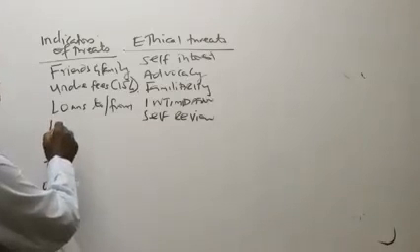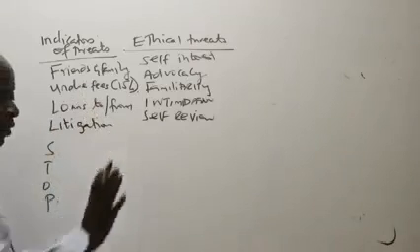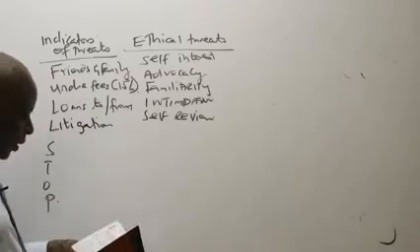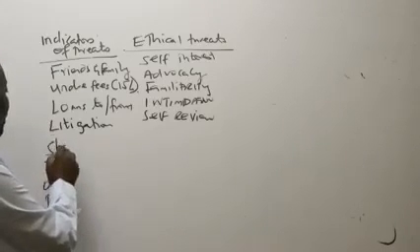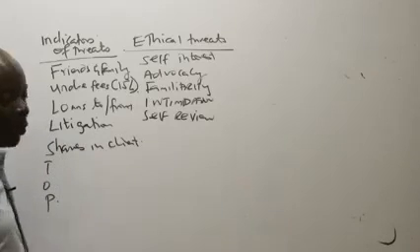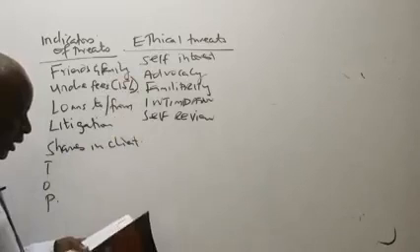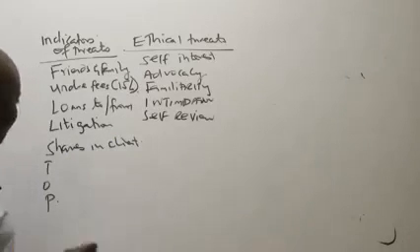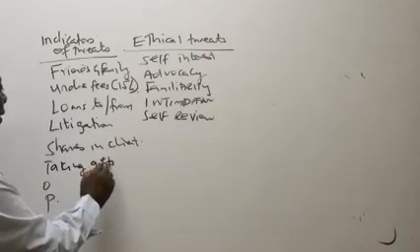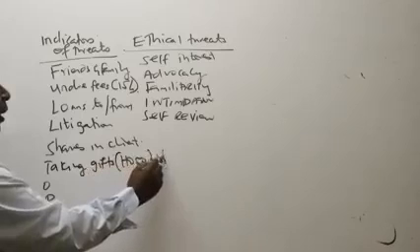Then we have the other L for litigation. If there is litigation with the client, that is an international disaster, the relationship has ended. Then we have shares in the client company. Of course, that means you'll be having a self-interest in that company. We have here taking gifts. So basically we are talking about undue hospitality.